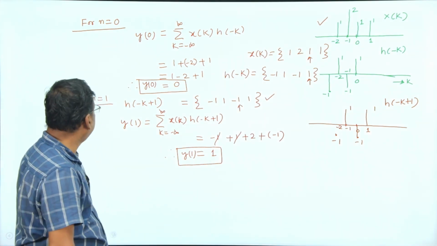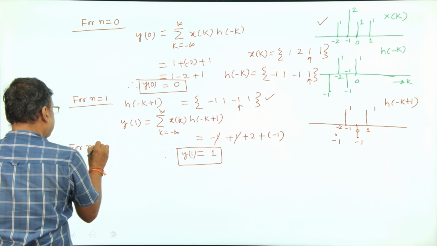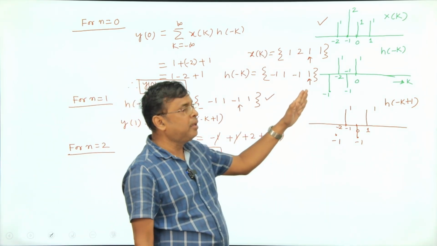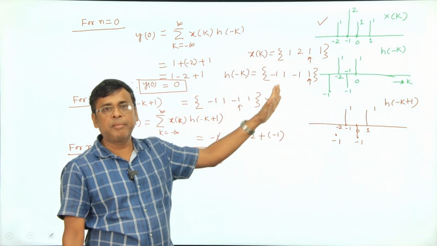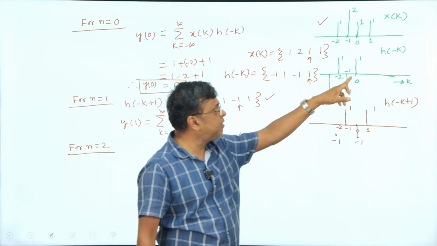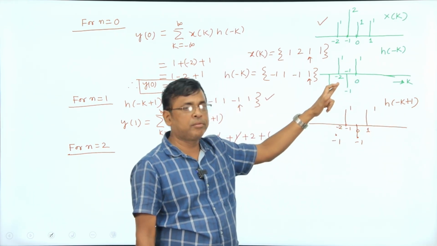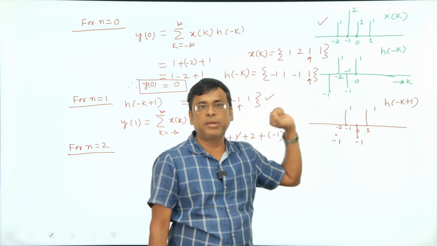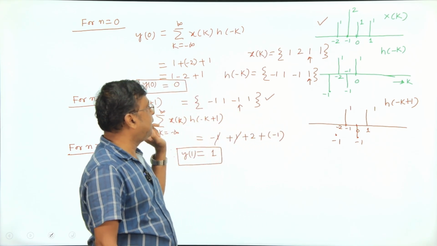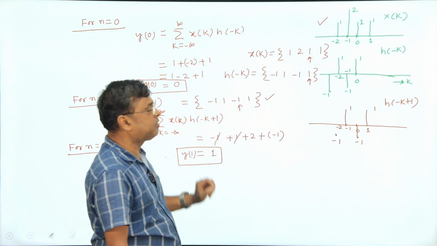Then come to n equal to 2. For n equal to 2, what do you observe here? Graphically, each sample of the sequence is shifted to the right by 1 unit as far as h of minus k plus 1 is concerned, from h of minus k to h of minus k plus 1. But in sequence representation, the arrow mark is shifted to the left by 1 unit. This is your h of minus k, this arrow mark comes to here like this. This is your h of minus k plus 1.